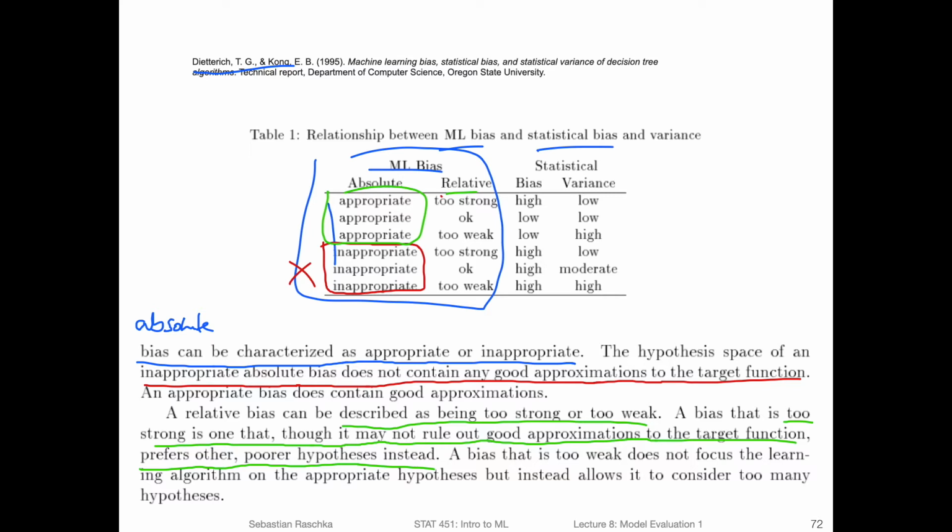And another thing here is, if the bias is too weak, the appropriate hypothesis may be found, but the algorithm considers too many hypotheses. So this would be related to the fact of overfitting. So if we think about decision tree algorithms, if we have a restriction and we talk about a pruned, or let's say a decision tree stump as our algorithm, it has the restriction that it has to be only one level.